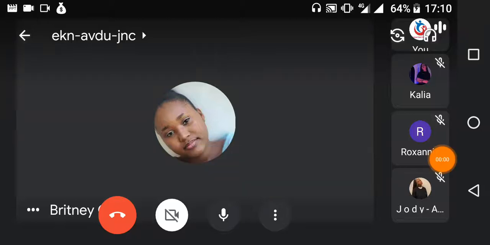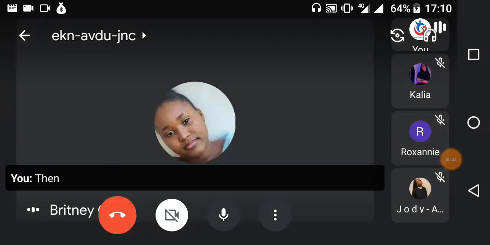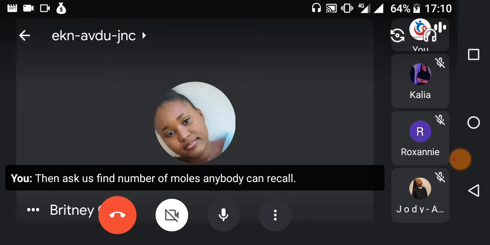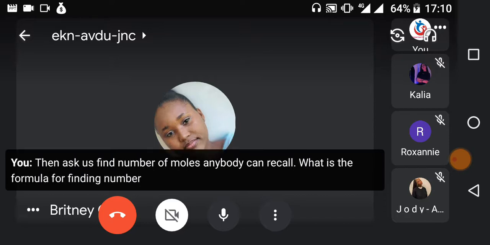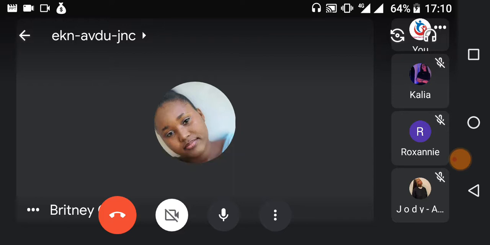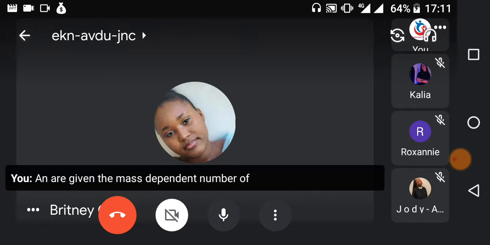Ask us to find number of moles. Can anybody recall what the formula is for finding the number of moles given the mass? When you are given the mass to find the number of moles, what do you do? What's the formula for finding number of moles?